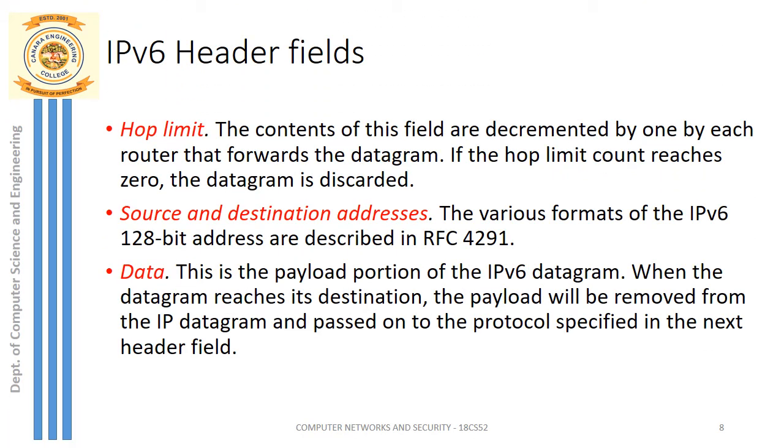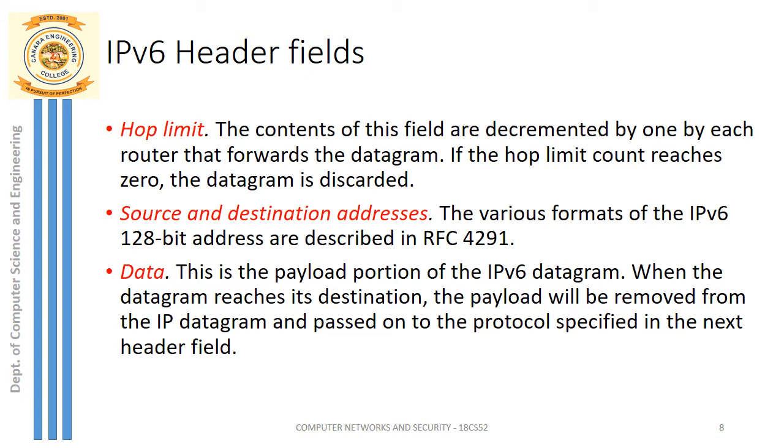The next field is hop limit. The content of this field is decremented by 1 by each router that forwards the datagram. If the hop limit count reaches 0, then the datagram will be discarded by the router. That means this field is used to avoid circulation of a datagram for more than a certain period of time. So this is similar to TTL of IPv4.